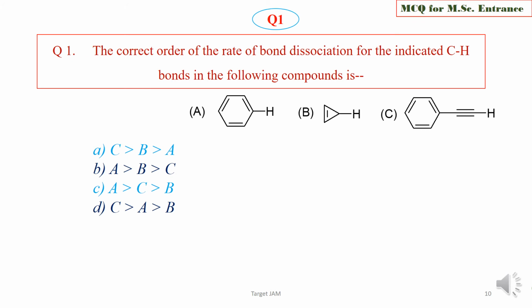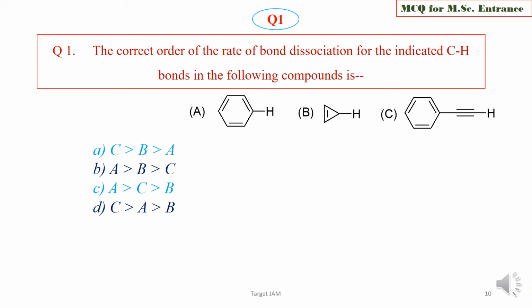Now we are entering the MCQ part. Question 1. The correct order of the rate of bond dissociation for the indicated CH bonds in the following compounds A, B and C is: option A, C greater than B greater than A; option B, A greater than B greater than C; option C, A greater than C greater than B; or option D, C greater than A greater than B.